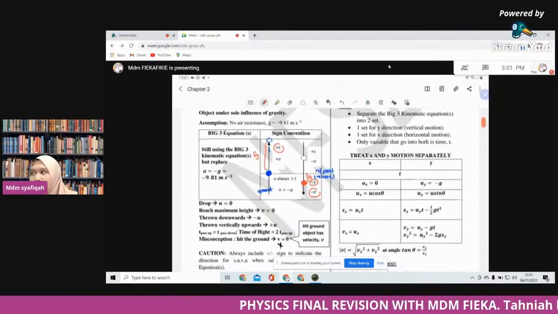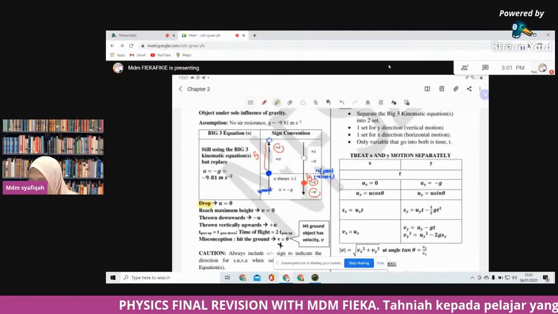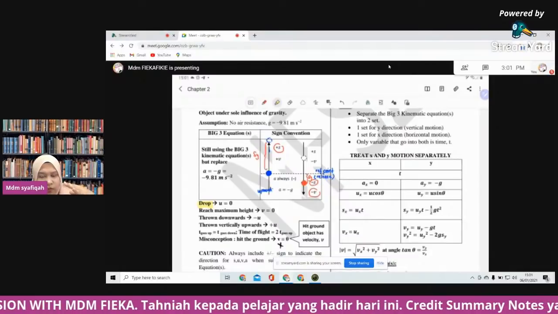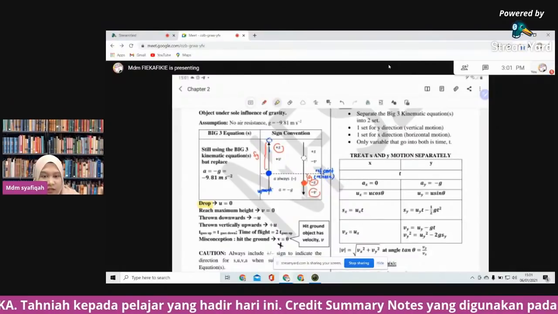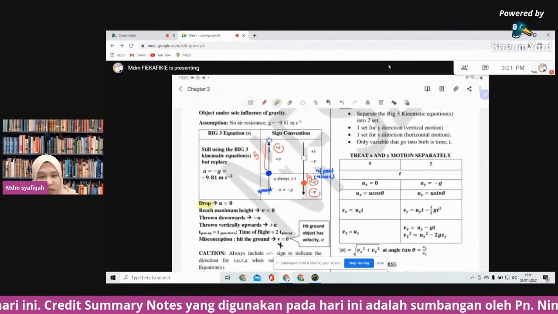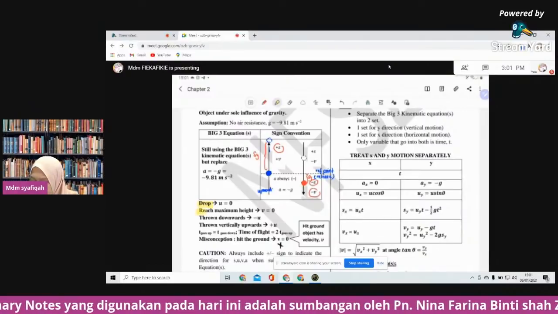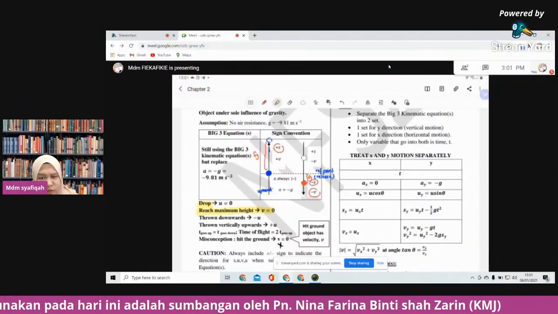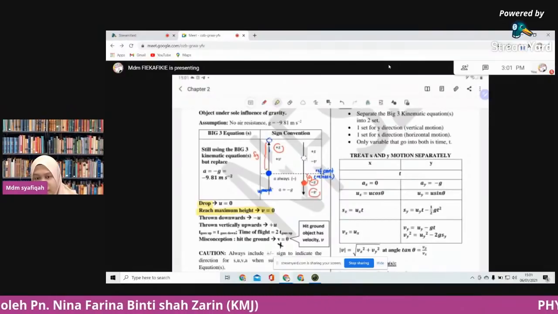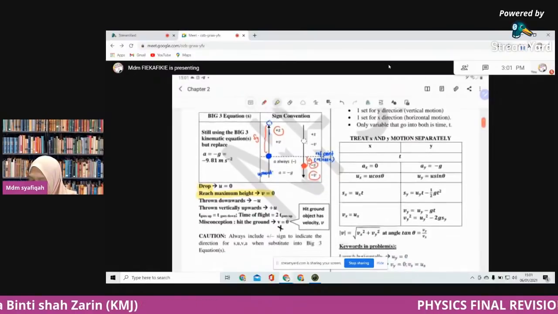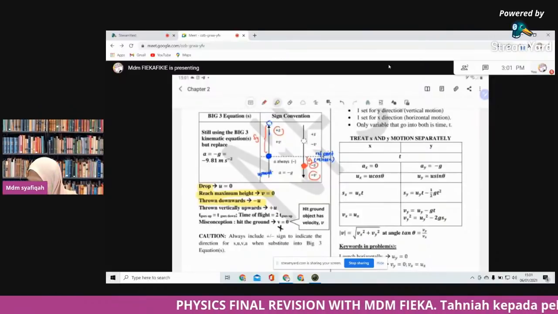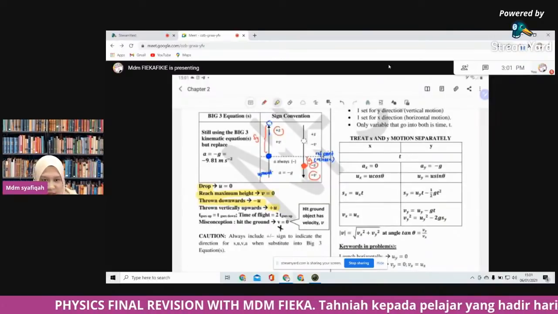Bila soalan kata the ball is drop, U is equal to 0. Mesti tahu bila drop U mesti equal to 0. Kalau dia kata throw with initial velocity of berapa, then you ada you punya U. And what is the velocity when reach maximum height? Saya rasa semua pelajar tahu. Okay, when reach maximum height, V is equal to 0. Tapi jangan hafal je. Mesti buat soalan, mesti tahu macam mana nak apply. And this one, when thrown downward, U is negative. When thrown upward, U is positive.